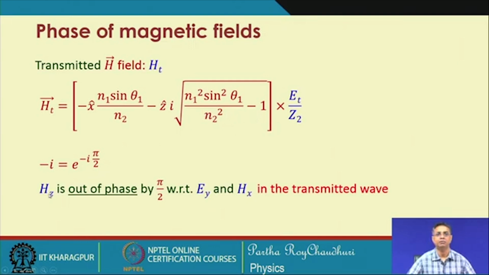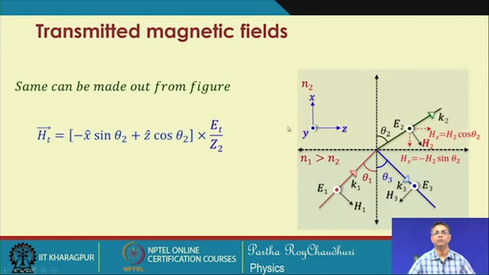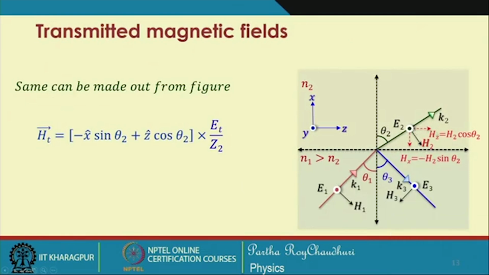So, the component of the magnetic field which is along the interface direction is out of phase by pi by 2, because of the attachment of this i with the amplitude of the z component of the magnetic field. It is out of phase with respect to Ey and Hx. This is Hx, and it is also with respect to Ey in the transmitted wave. So, this is a very interesting finding, that the z component of the magnetic field in the transmitted wave is out of phase with respect to the y electric field and the x component of the magnetic field.